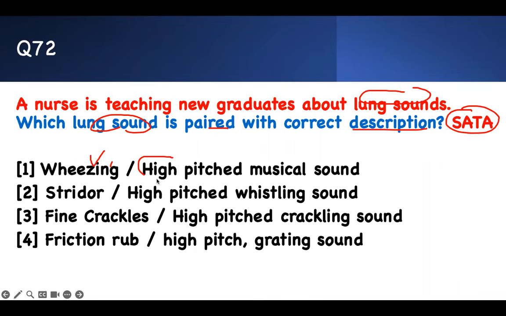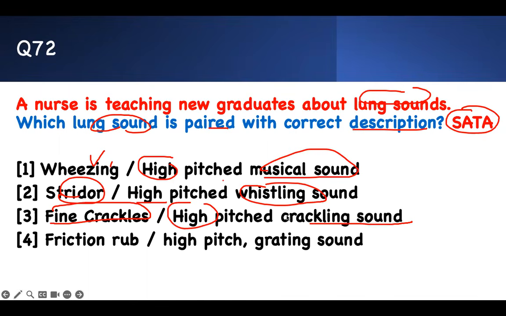Wheezing is a high pitch. It sounds musical. A stridor is also a high pitch. It feels like you're whistling. Fine crackles, there's coarse and fine crackles. Coarse crackles are low pitch. Fine crackles are high pitch. And they sound like something is crackling. Friction rub, this shouldn't be high pitch. It's usually low pitch, but it's a grunting sound. So which one is paired correctly? 1, 2, 3. This one is wrong.